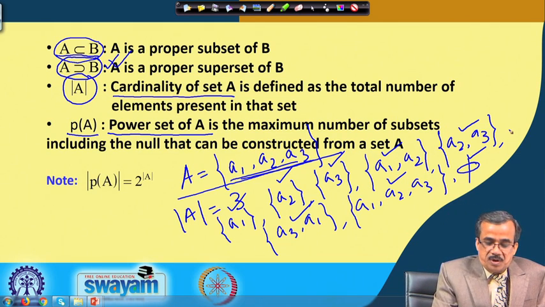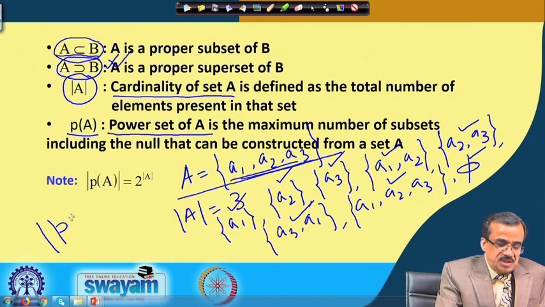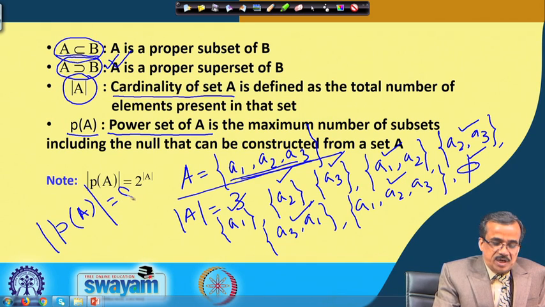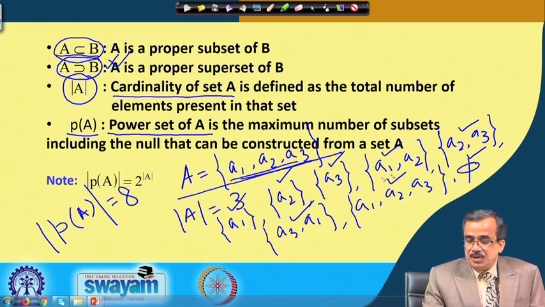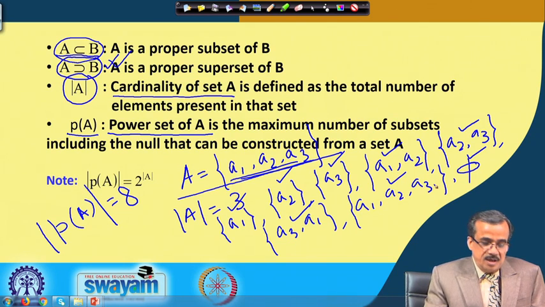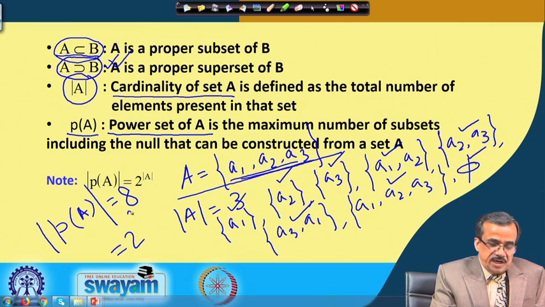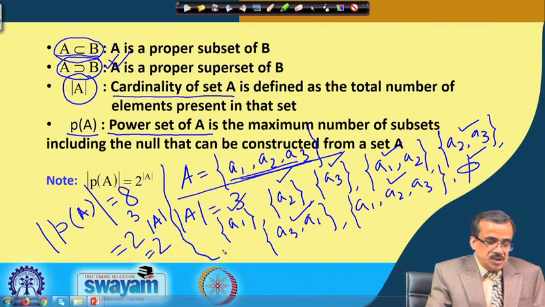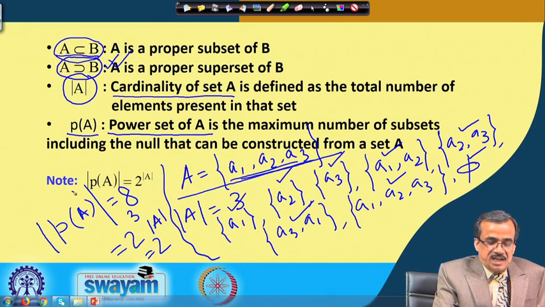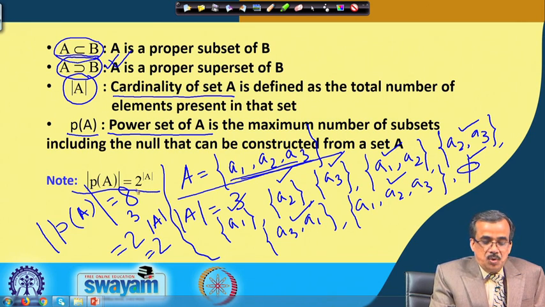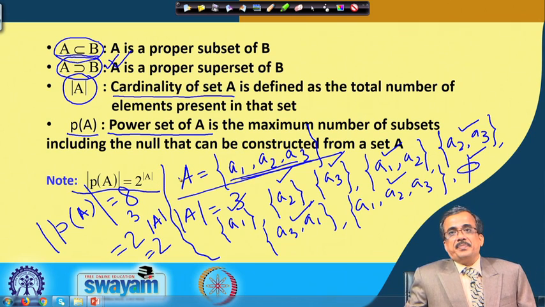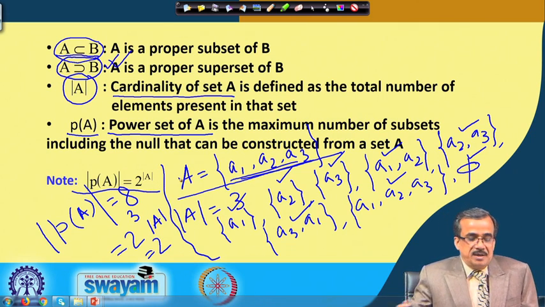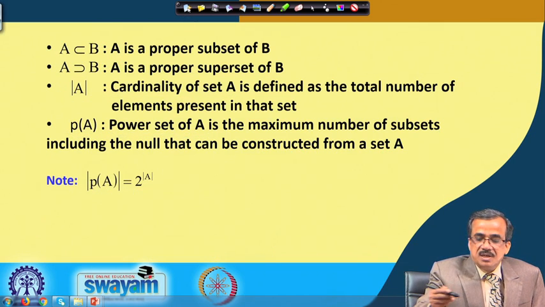Now, if I try to find out what is the cardinality of this particular power set of A, that is nothing but 8, because I am able to construct 8 such subsets. Now, this particular 8 can be written as 2 raised to the power 3, and that is nothing but 2 raised to the power cardinality of A. So, this particular relationship, that is the cardinality of P(A), is nothing but 2 raised to the power cardinality of A. So, this is the way we can define the power set of A and its cardinality.